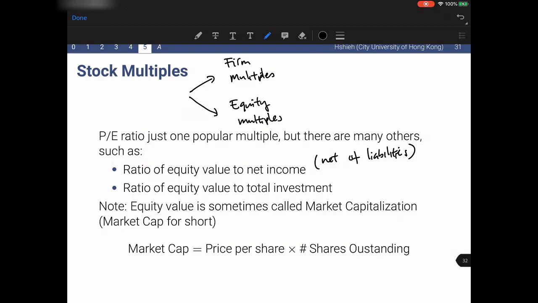So when we talk about firm multiples, the numerator is a measure of firm value, and we typically use enterprise value because it represents the value of not only equity stakeholders, but also creditors and bondholders. And a multiple by definition is simply taking the ratio between firm value and some firm characteristic. So an example would be enterprise value divided by sales.